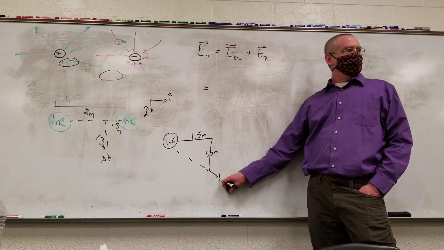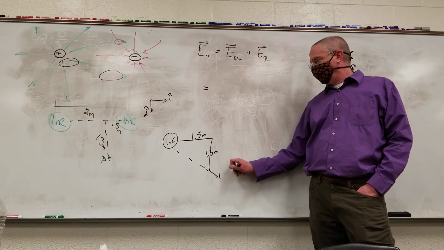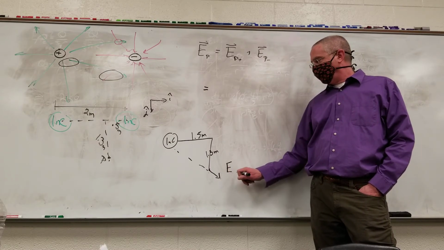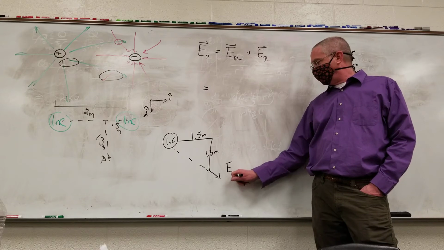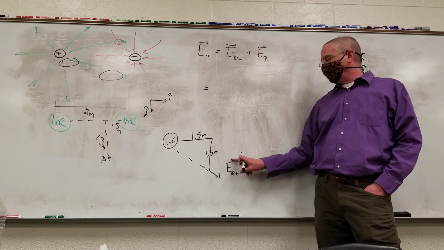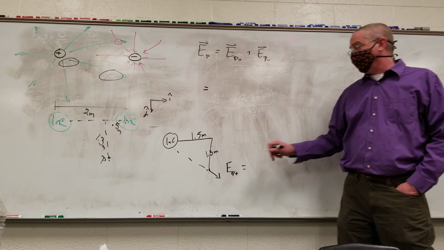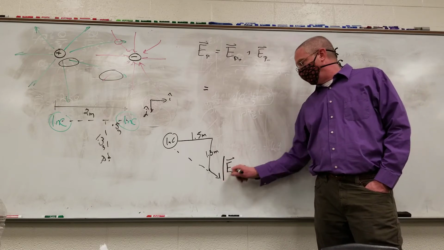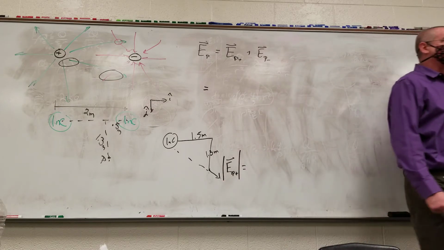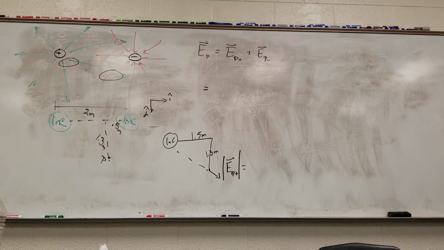Electric field equation, which is? K Q over R squared. All right, so the electric field at point P, because of the positive charge. Notice I don't have the vector symbol over it. I should properly put the vector symbol over it and then put the absolute value signs around it, just because we use capital E for energy, and it can get a real mess if we start using capital E for two different things.